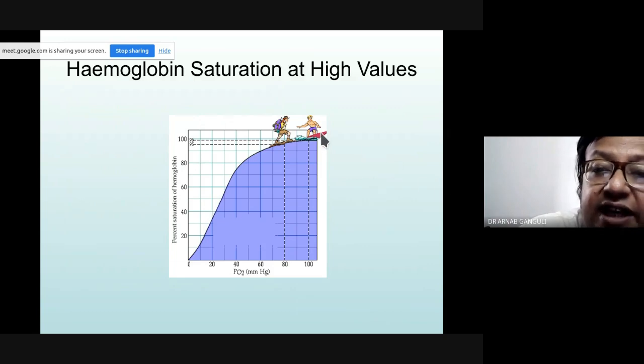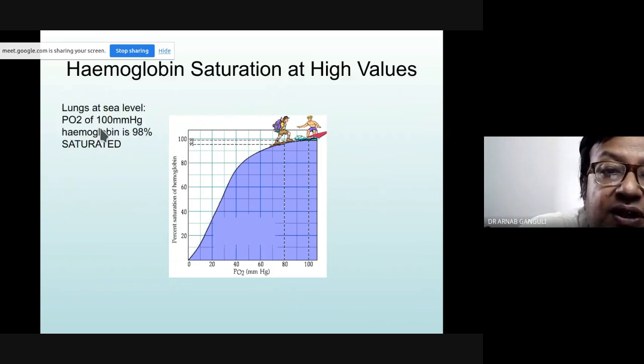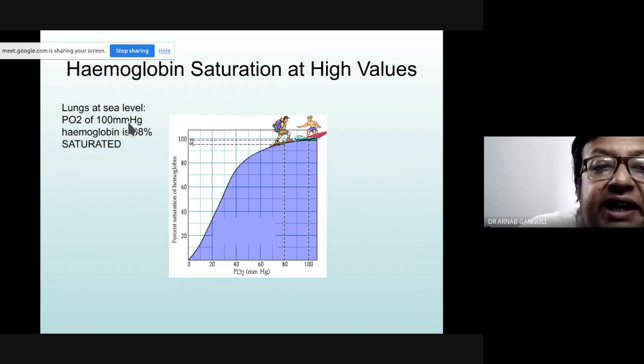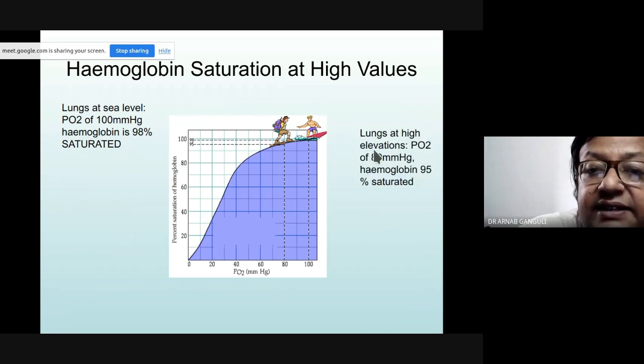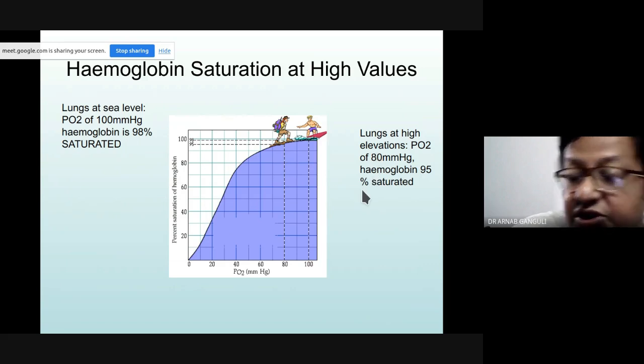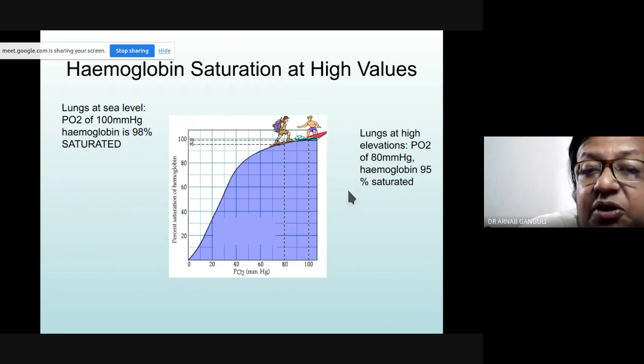Hemoglobin saturation at high values. Lungs at sea level: PO2 is 100 mmHg, and hemoglobin is 98% saturated in the lungs. Lungs at high elevation: PO2 is 80 mmHg, because oxygen is lower there. Hemoglobin is 95% saturated at this.